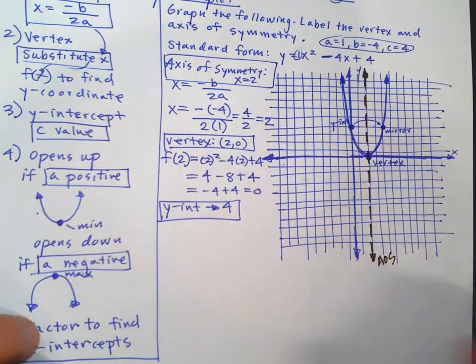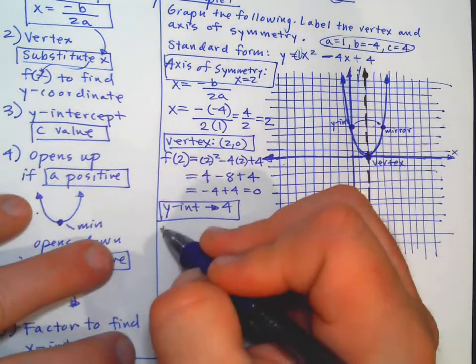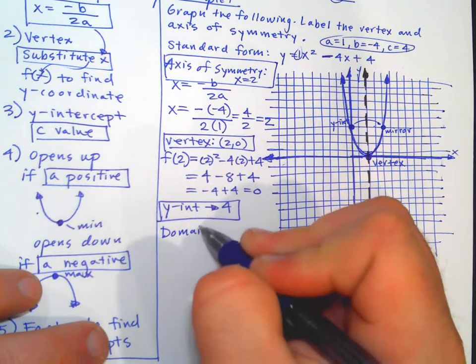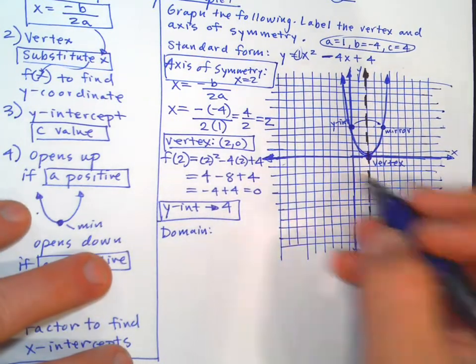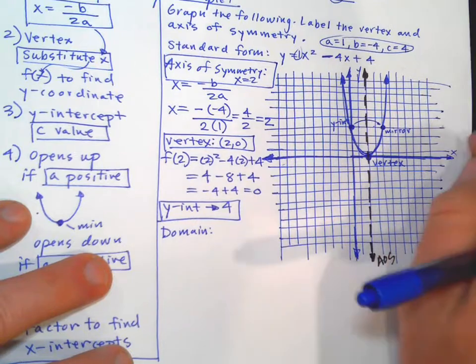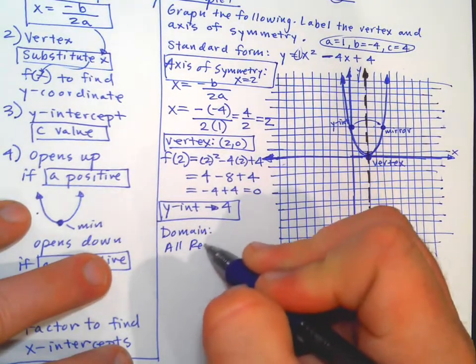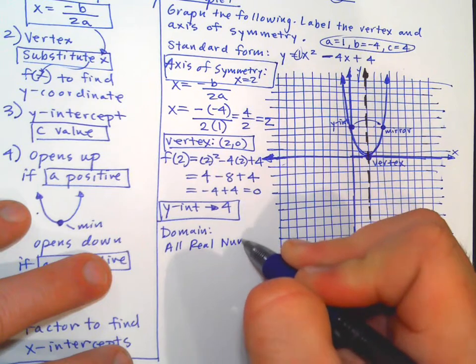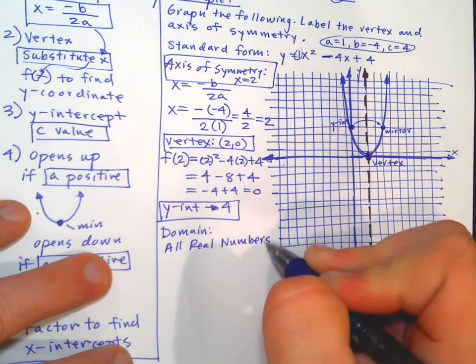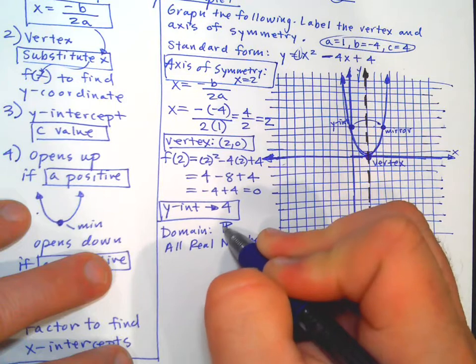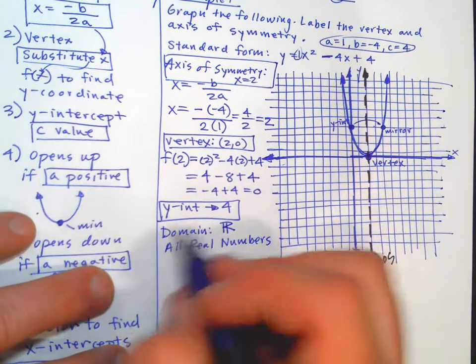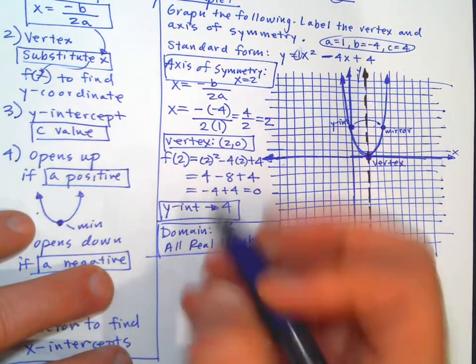There's a couple more things we need to find. The domain. Now the domain is all the x values that you could plug in. Now we can keep plugging x values left and right forever, so that'd be all real numbers. Now, a shortcut for all real numbers is write this. It looks like a capital R with two vertical lines. Okay, so that's the domain.